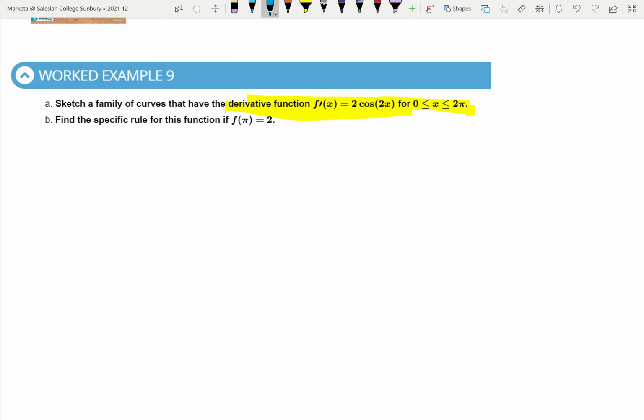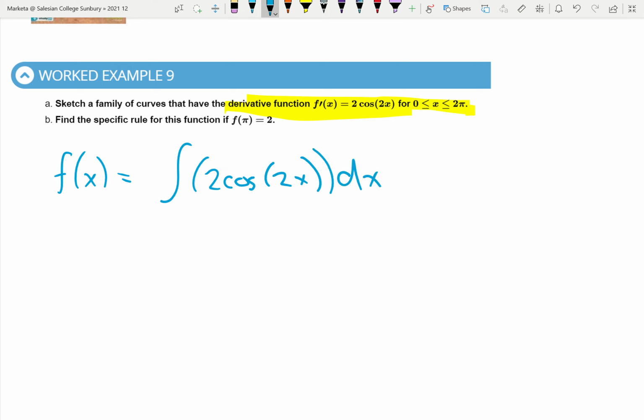So the first thing we'll do is we will say, well, f of x is going to be the antiderivative of 2 cos 2x dx. And let's antiderive that. So the antiderivative of cos is sine, and we're dividing by 2. So 2 divided by 2 is 1. Oops, not cos, sine. So sine 2x plus c.